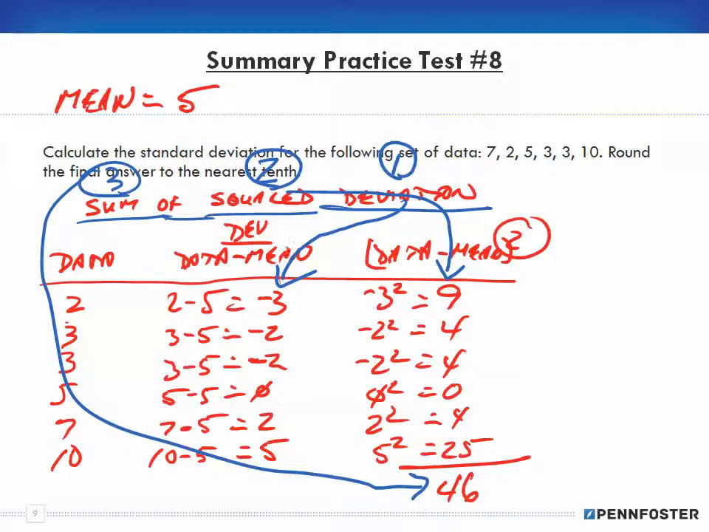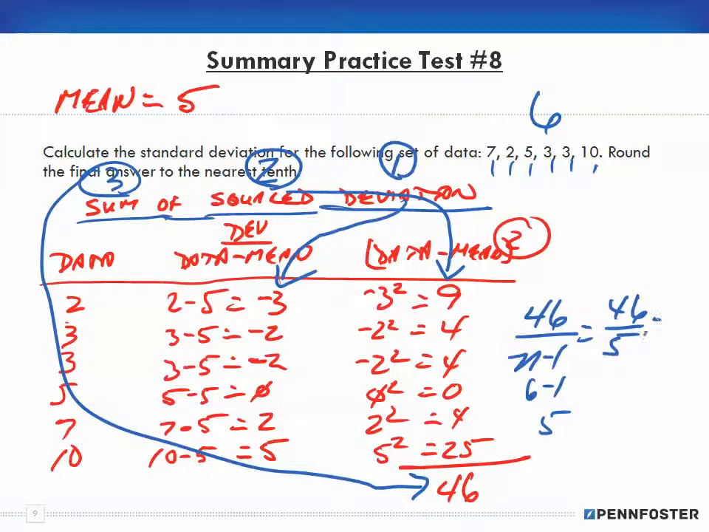So now we take that 46, and we have to divide by n minus 1. Well, what is n? N is the number of data points, and we know that the number of data points is 6, right? There's 1, 2, 3, 4, 5, 6 data points. So I take 6 minus 1, which is 5. I have 46 divided by 5, and that gives me 9.2, right?